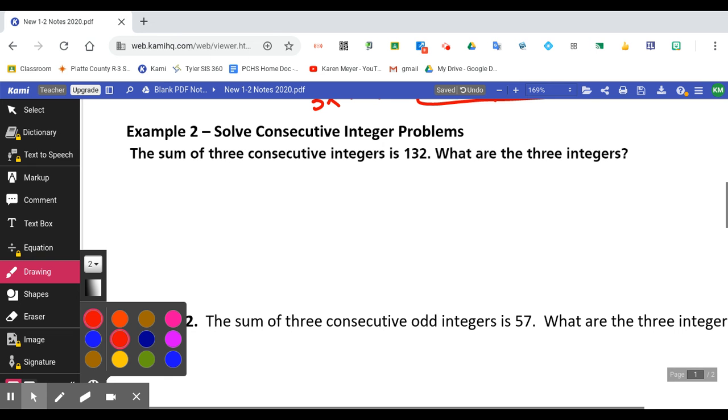Okay, example number 2. For this example, it says the sum of 3 consecutive integers is 132. Well, consecutive means that the numbers have to be right next to each other. So if we don't know the first number, I'm going to call that x. The second number has to be right next to it, so that means it has to be 1 bigger than it. So that would be x plus 1 for the second number. The third number has to be 2 more bigger than the first number. So that would be x plus 2.